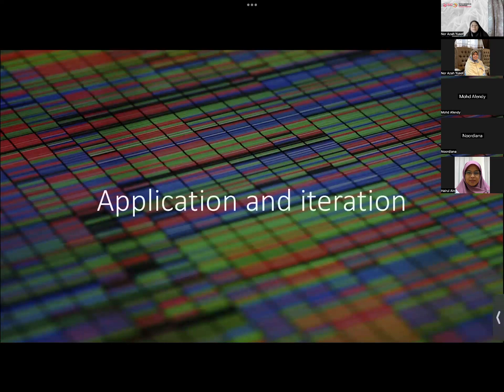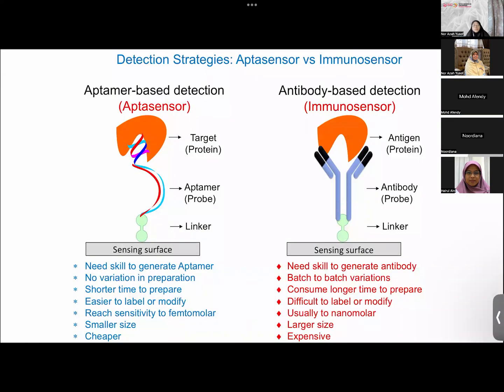Okay, applications. I will discuss some applications; it does not cover all. But I find it interesting because it's a different principle. So what I would like to point out here is the usage of aptamer.